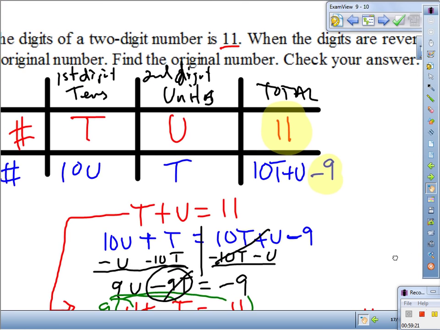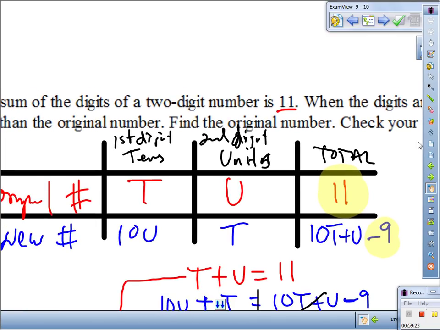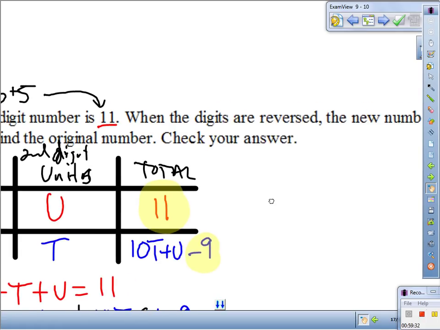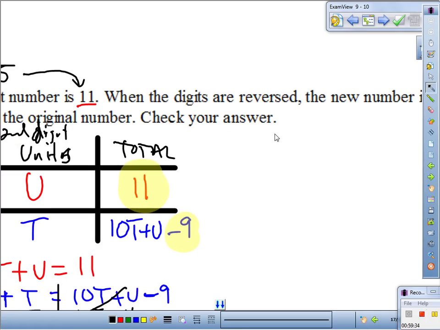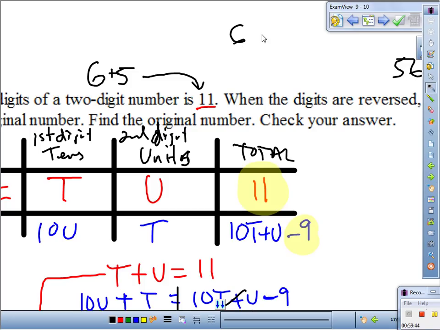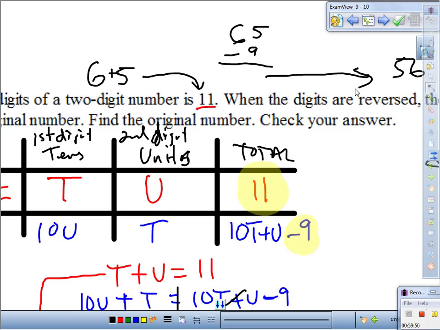Here we go. How do we check? Well, we write it over here. Look up, please. 65. What is 6 plus 5? 11. And it says the new number, if we reverse them, the new number is 56, right? It says it's 9 less. The new number is 9 less than the original. So what is 65 minus 9? 56. That's how you check. Okay, you're going to do one of these by yourself?